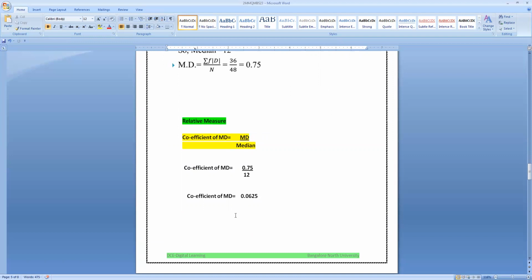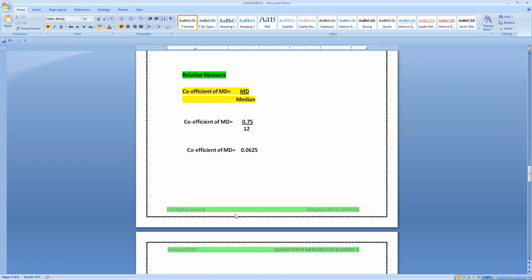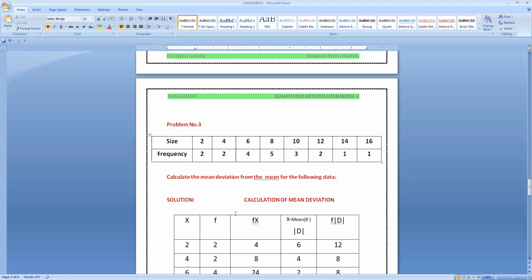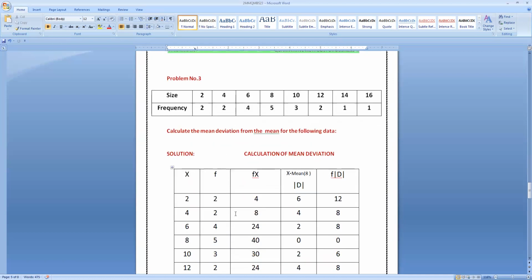Therefore, the value of coefficient of mean deviation is 0.0625. So this is how we are going to calculate the value of mean deviation in case of discrete series. Let us check here how to calculate the value.